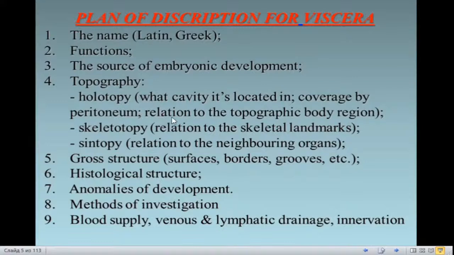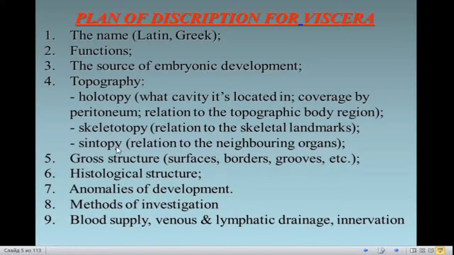And you should say the relation to the topographic body regions. I will describe later what that means. The next thing to be described in topography is skeletotopy. It means relation to the skeletal landmarks. Then syntopy, that is relation to the neighboring organs.